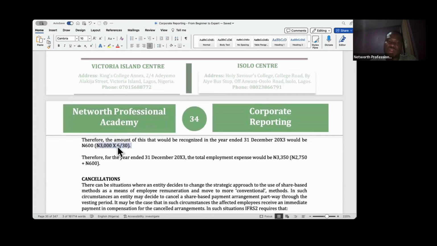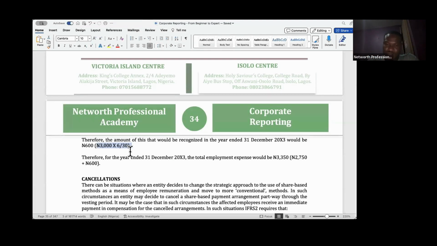If you do 3,000 times 18 over 30, when I say 18, that means 6 months in the first year and 12 months in the second year, you'll be getting 1,800. And that will be the balance.